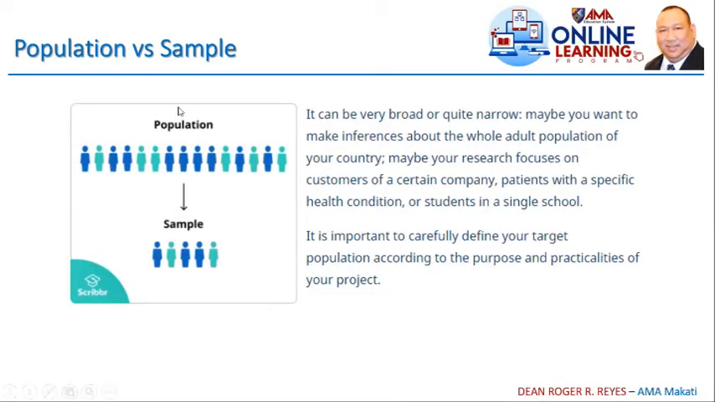Now, you will clearly see here in the graphical representation, this is the population composed of a total number, and the sample is only selected from this population. So not everyone will be considered as your sample. You just select. So out of 2, 4, 6, 8, 10, 12, let's say out of 15, you will only select 5. So these 5 will represent the population later on.